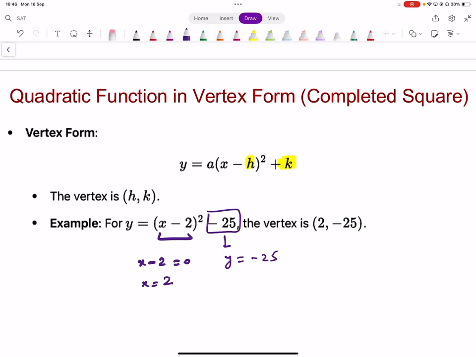Is this all right? No problems? You need to remember this form as well. Sometimes you have functions given in this form and then they ask you for the turning point. It should not require any working. You should just be able to look at it and write down the turning point. Okay, now let's take a couple of examples.